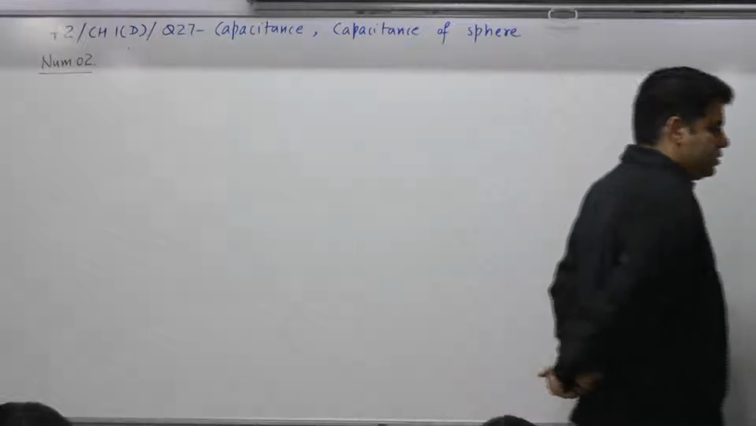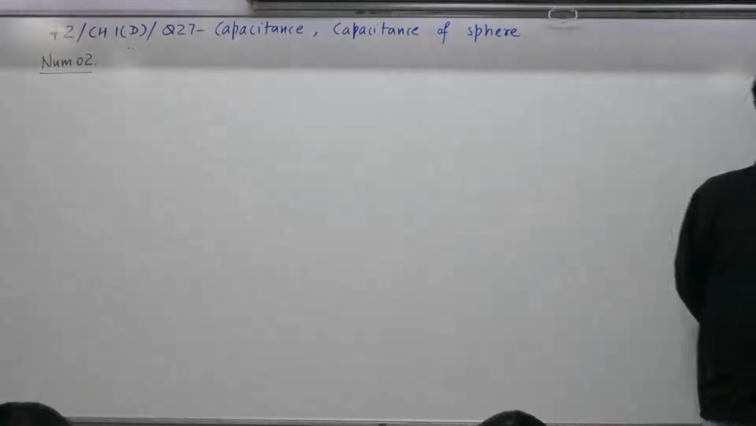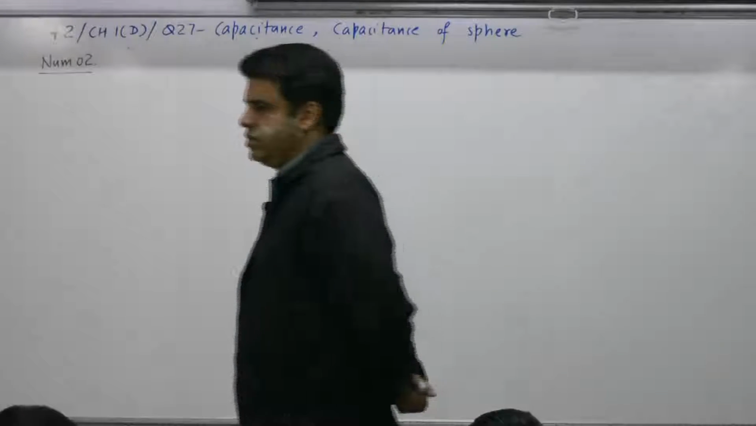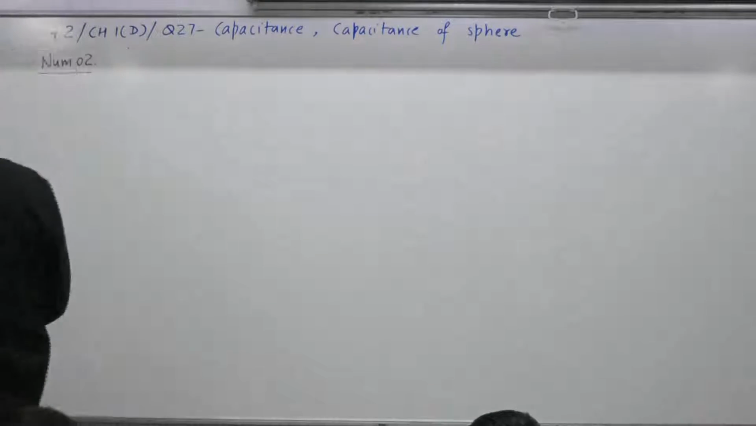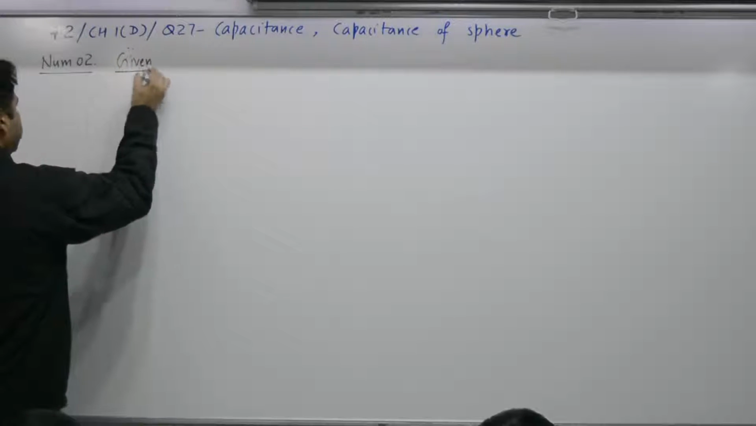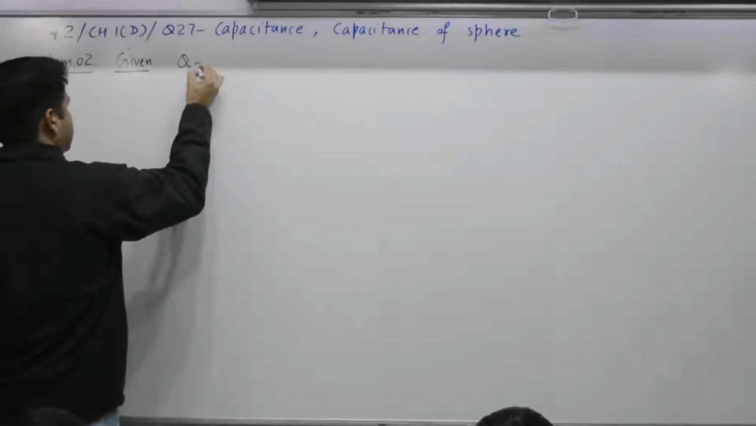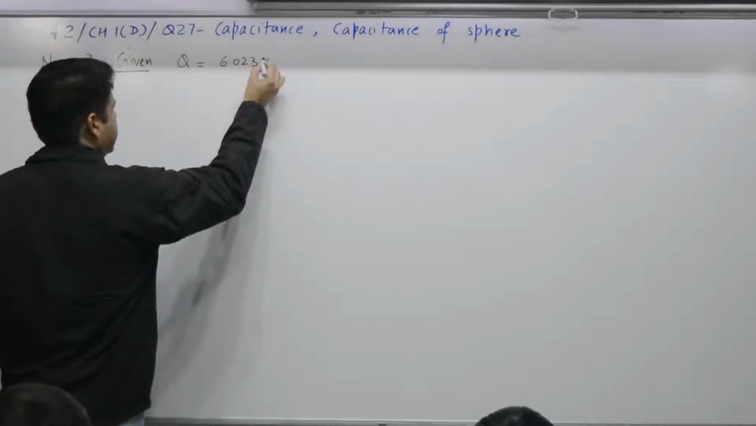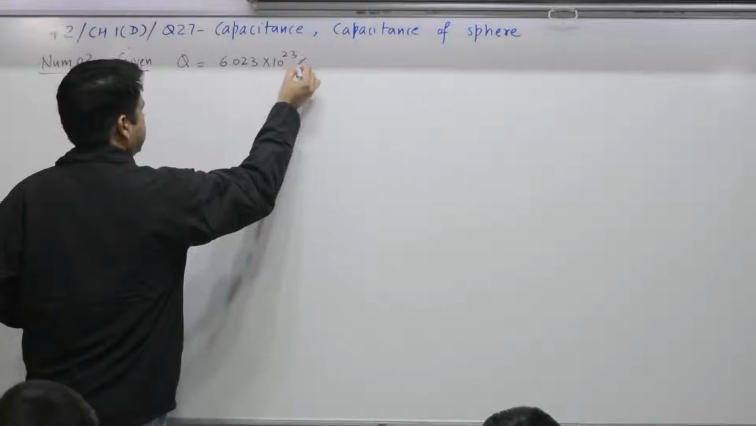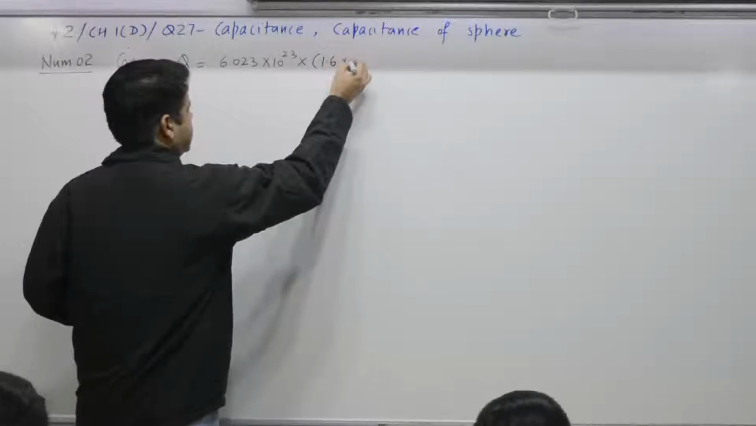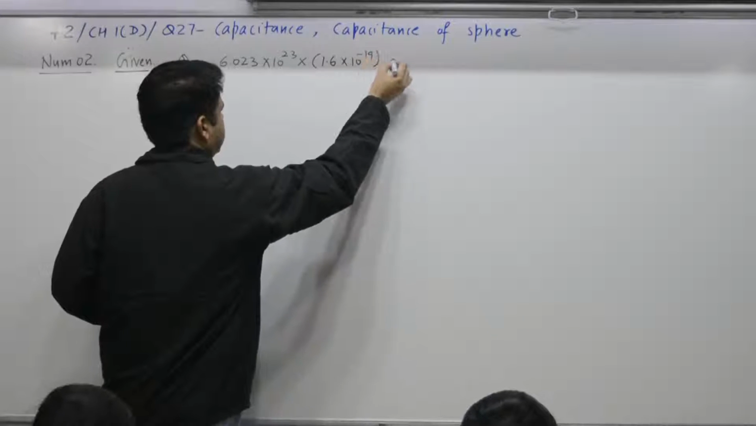How many electrons? Avogadro number. So write what is charge. Given is charge. How many electrons? Avogadro number, 6.023 into 10 to the power 23 electrons. What is charge on one electron? 1.6 into 10 to the power minus 19 coulomb.